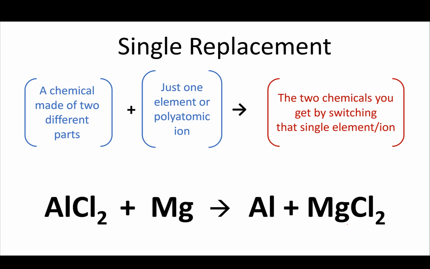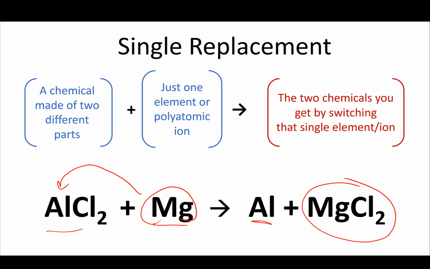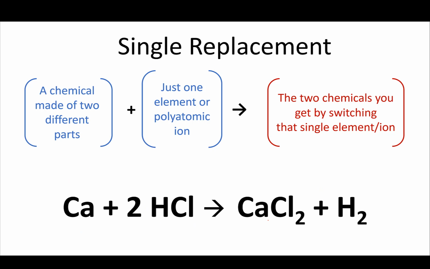Here's another one. I have an aluminum chloride and a magnesium. You can see this magnesium is going to kick out the aluminum and become magnesium chloride, whereas the aluminum is by itself all alone. This one is a little bit weird because you have the calcium, and the calcium kicks out the hydrogen to become calcium chloride, but at the end it seems like I have H2.